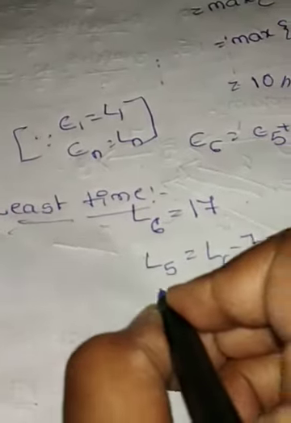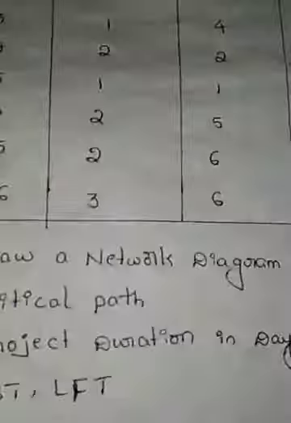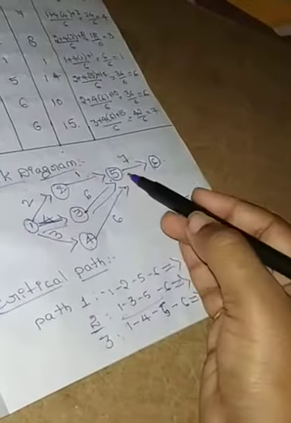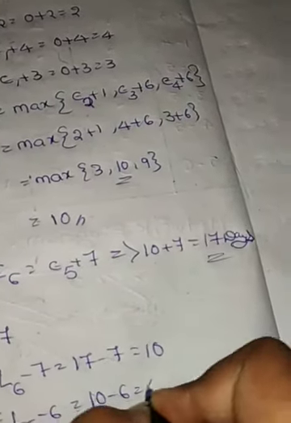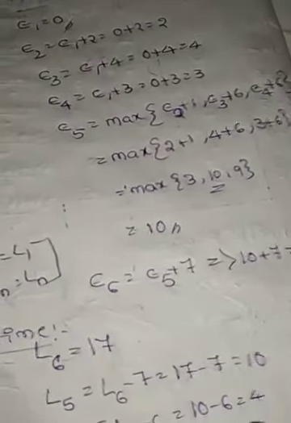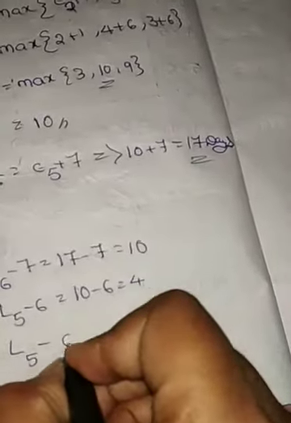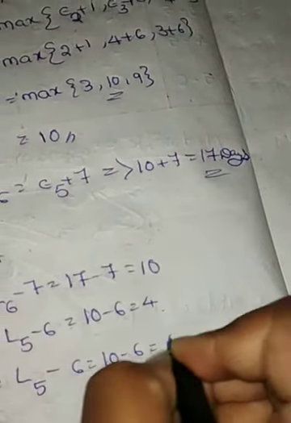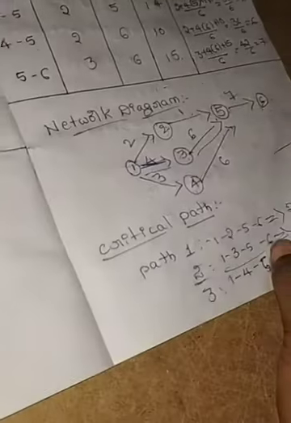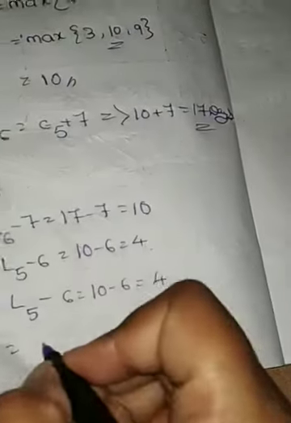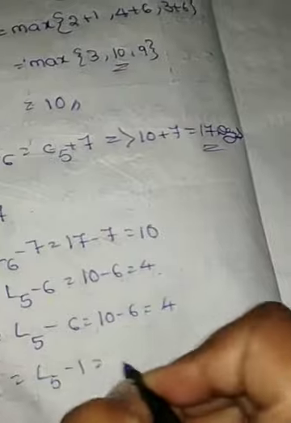Next we calculate L4. The arrow comes from L5, L5 minus 6, 10 minus 6 is equal to 4. Next L3, L5 minus 6, 10 minus 6 is equal to 4. Next we find L2: L5 minus 1, 10 minus 1 is equal to 9.